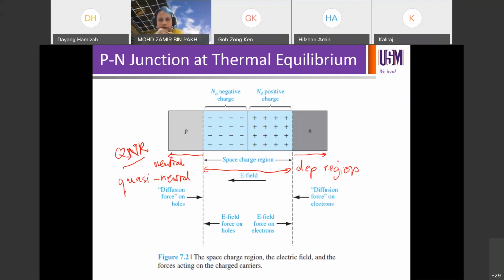So you're going to have an electric field near the junction, and we've seen diffusion of holes from left to right. We've also seen diffusion of electrons from right to left, and on the other hand, we've seen the drift component of both carriers as well, in the opposite direction to the diffusion components.